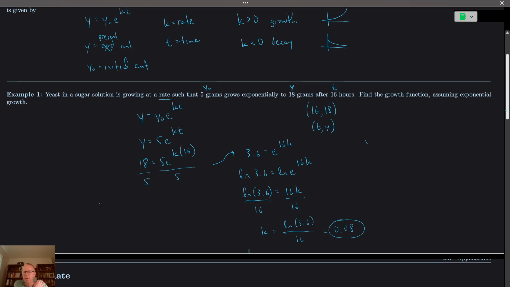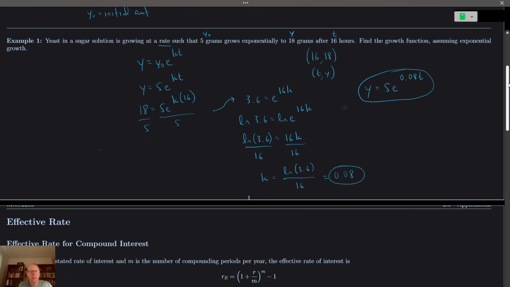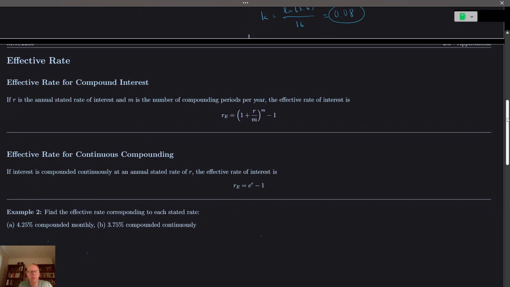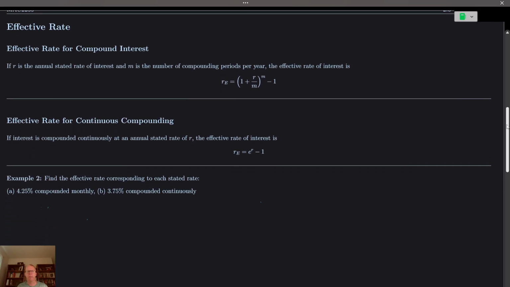And so then our function, so we're asked to find the growth function. So the growth function would be y equals 5e to the 0.08t. And then that will be our final answer there. Okay. Probably have a couple of decay examples in the homework. Be the same thing. You'll end up with a negative rate for those, but very similar in how you do them.